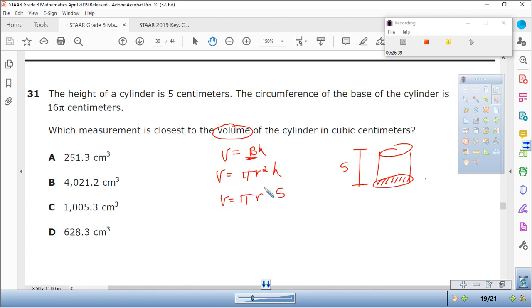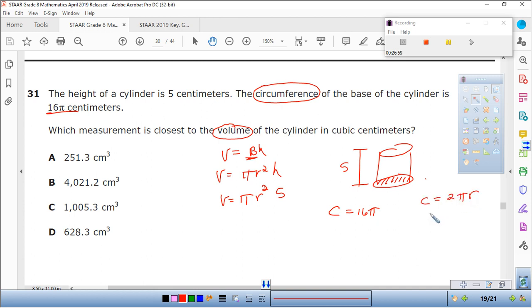Volume is equal to pi. We're missing the radius. What's my radius? What do they say? Circumference is what? 16 pi. So it's saying circumference is 16 pi. Now, guys and girls, do y'all know what the circumference formula is? Circumference is equal to 2 pi r. Circumference is equal to pi times your diameter. We'll go with that diameter.